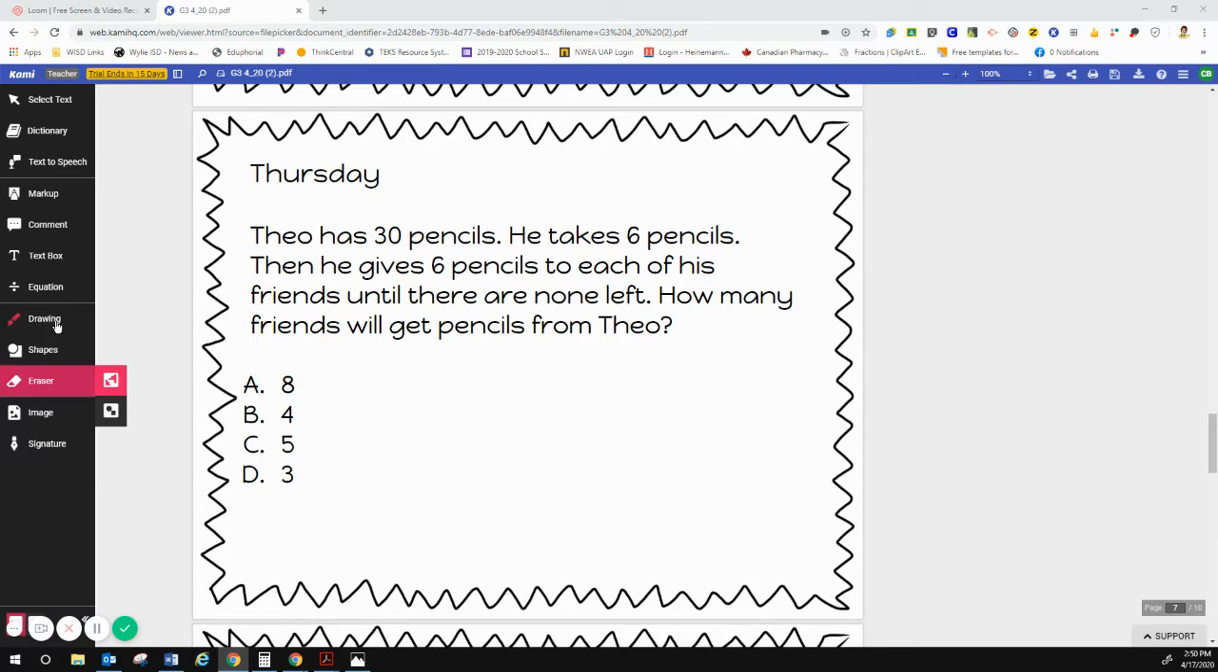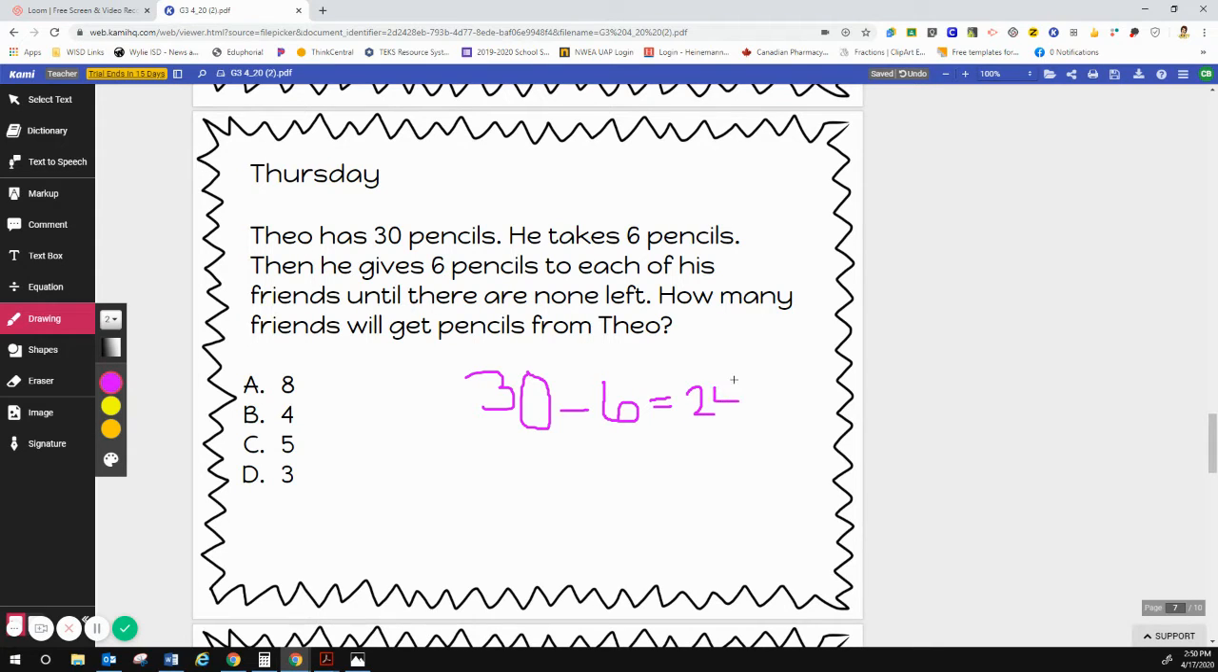All right, so let's start with what we know. We know that Theo has 30 pencils. Then what happens? It says he takes 6, so think about what that means. I have 30, and I take 6. Think of it like keeping them for yourself. That's fair, right? So how many pencils does he have? If he had 30, he's going to keep 6 for himself. Yeah, we've got 24 pencils.